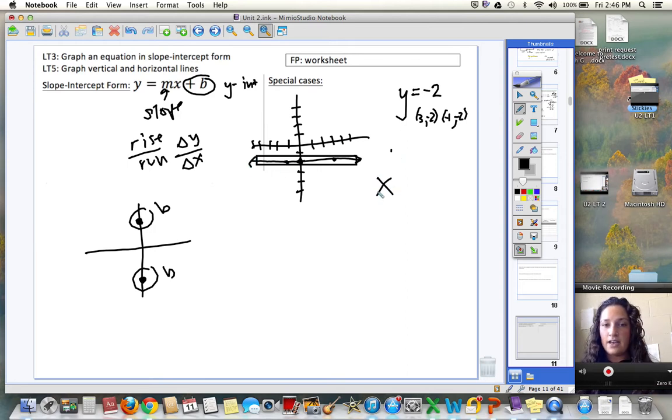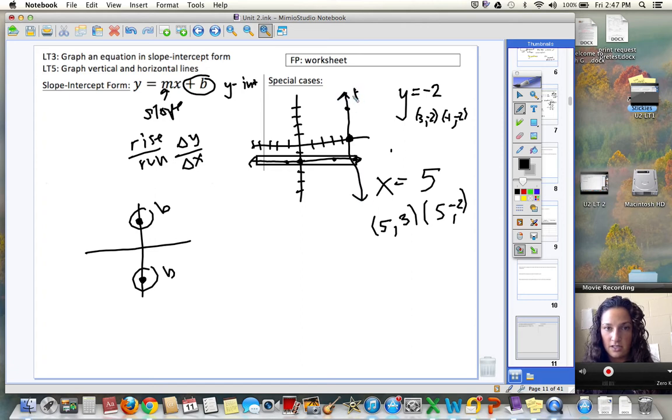So then if I have x equals 5, my x is 5, 1, 2, 3, 4, 5 right here. And again, I can write some points where my x is always going to be 5. Maybe at 5 and 3 and 5 and negative 2. So if I go 5 and then 3, I'm right up here. If I go 5 and negative 2, I'm right down here. And that would be this one. So I'm going to write up here that this is my x equals 5 line, and this is my y equals negative 2 line. So that way I know.